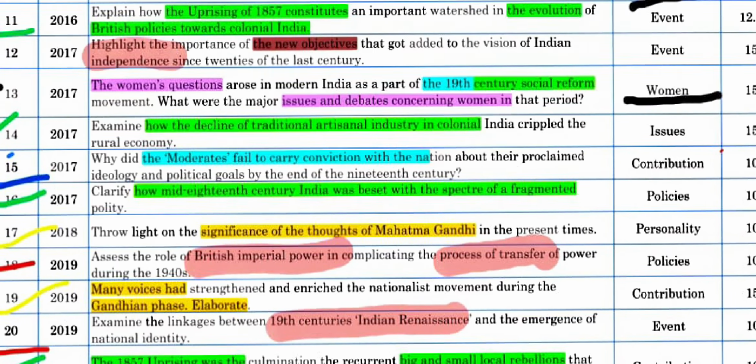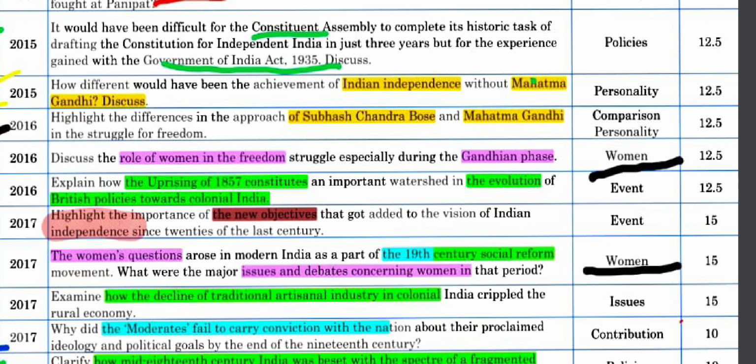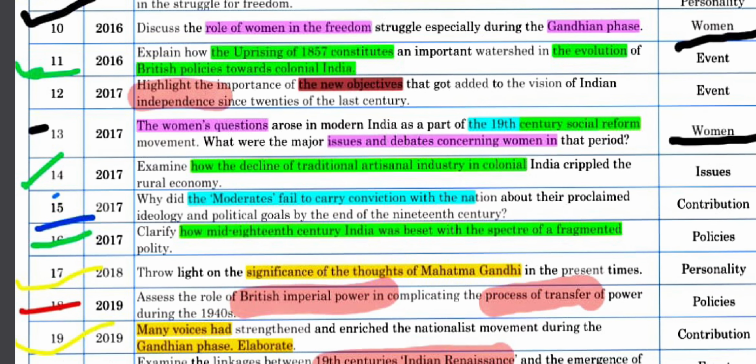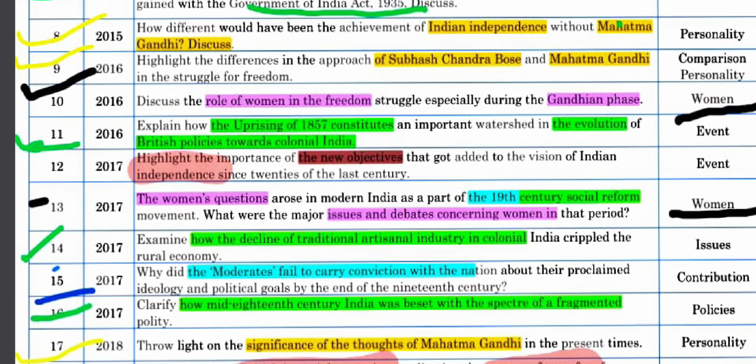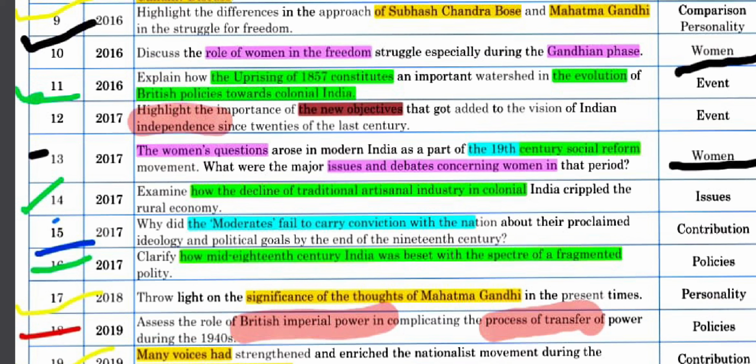Okay, now let us look up. Then there is another question. If you look at question 8, how different would have been the achievement of Indian independence without Mahatma Gandhi? Discuss. 2015 for 12.5 marks. Now this question number 8 is very linked to question number 17, 2018 and 2015. If you were to prepare on question number 8, which is how different would have been the achievement of Indian independence without Mahatma Gandhi, you would have read on him, prepared on him, and then you would be in a better position to write question number 17. So that's how you end up preparing better for mains.